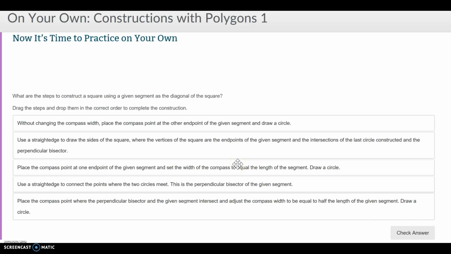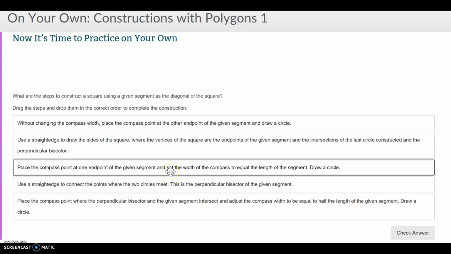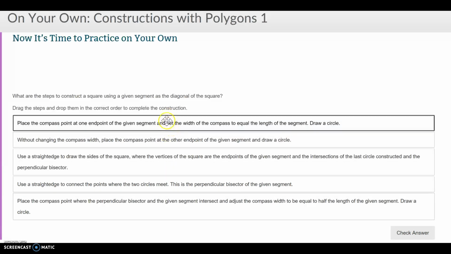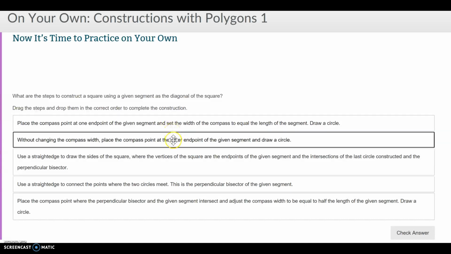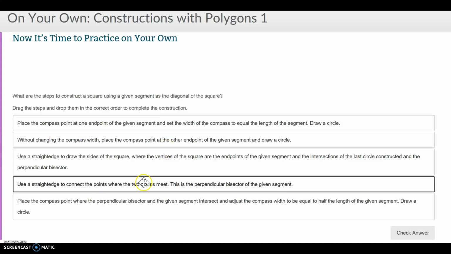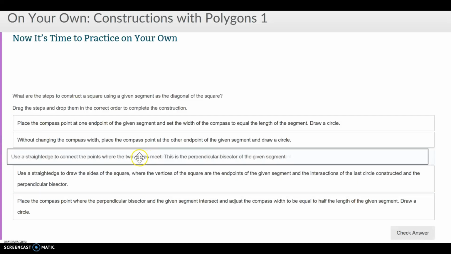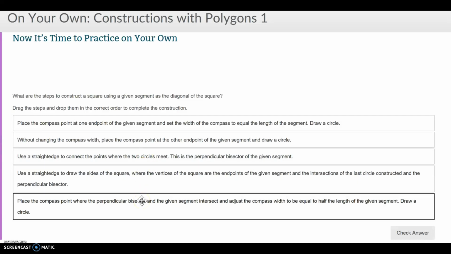Alright, what are the steps to constructing a square given a line segment as the diagonal of the square? So the first thing we're going to do is place our compass at the endpoint of the given segment and draw a circle. Then without changing the compass, we're going to place it on the other endpoint and draw another circle. We're going to use a straight edge to connect the points where the two circles intersect. This is our perpendicular bisector.